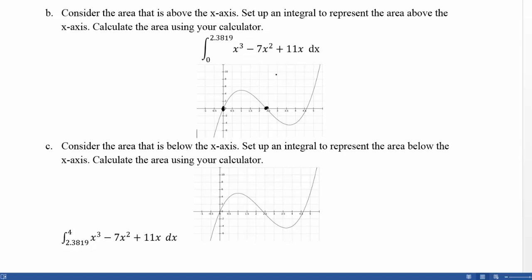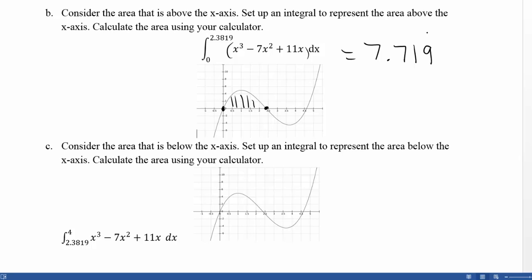2.3819. So if I'm going to set up an integral to represent the area above the x-axis, I'm going to set up an integral from 0 to 2.3819 of my function. So when I plug that all carefully into my calculator, I'm going to get 7.719. And it comes out as positive, which I was expecting.